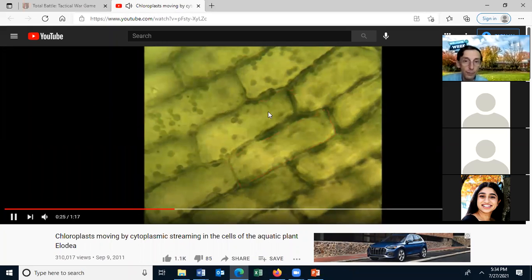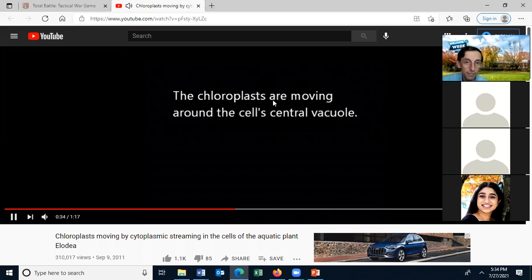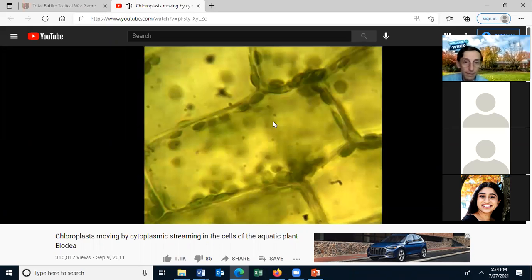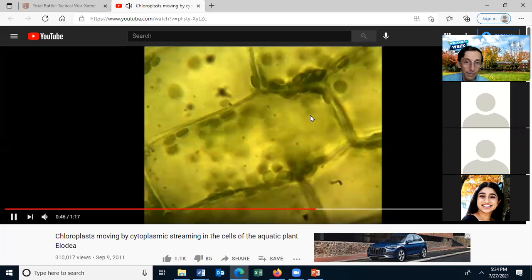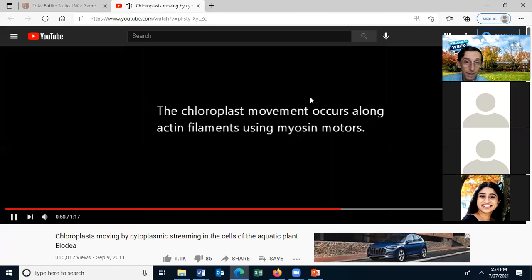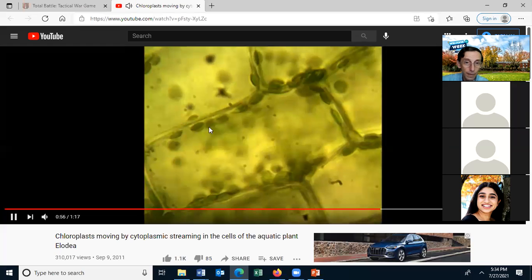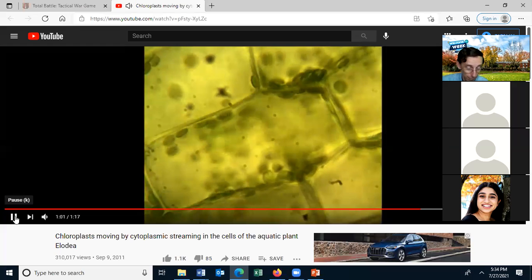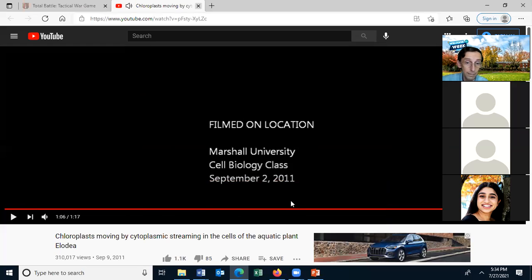So these green little things are chloroplasts, and you can actually see them moving around in the cell by cytoplasmic streaming. You can't see the central vacuole here, but it would be most of the inside of the cell. But the chloroplasts are moving around the cell this way. All right, any questions about that? The point is that the cytoplasm can be moving in eukaryotic cells.